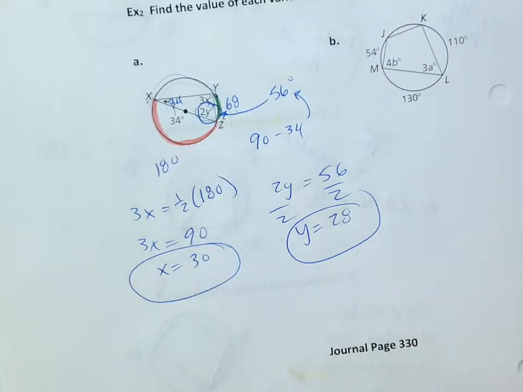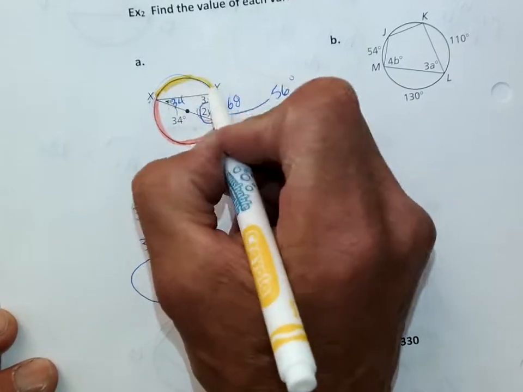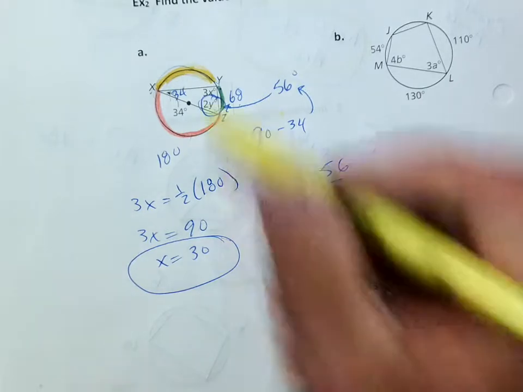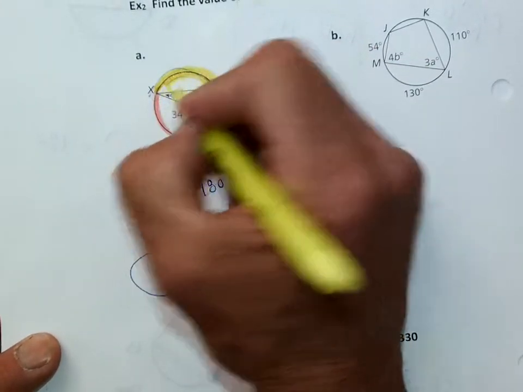If I wanted to find, let me use a different color. Okay, can you guys see yellow or not? Can you see the yellow? Is the yellow showing up? Kind of, sort of. Here, let me use my other yellow. Okay, here's my other yellow. Can you see that? Is that better?